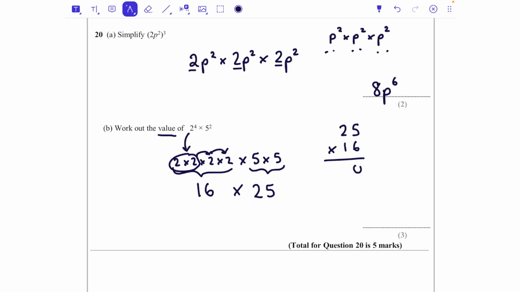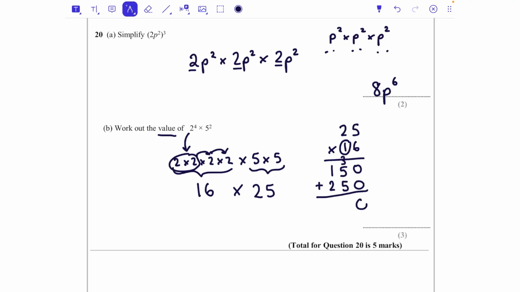6 times 5 is 30, so 0 carry the 3. 6 times 2 is 12, add the 3 is 15. Now we're moving over to the 1, so I'm going to put a 0 in here because it's not actually 1, it's 10. 1 times 5 is 5, and 1 times 2 is 2.